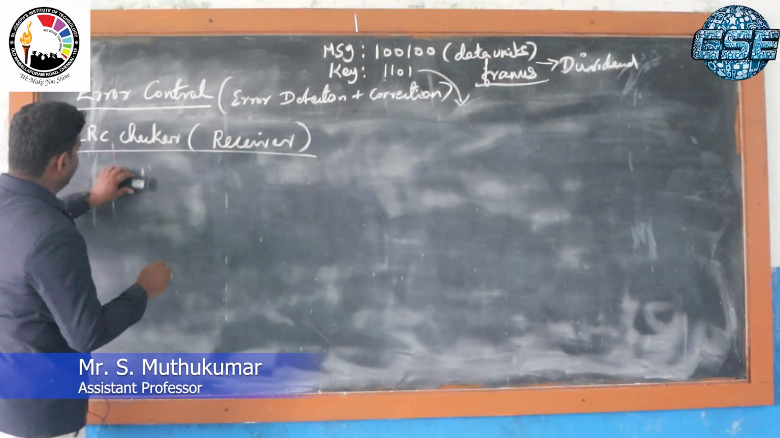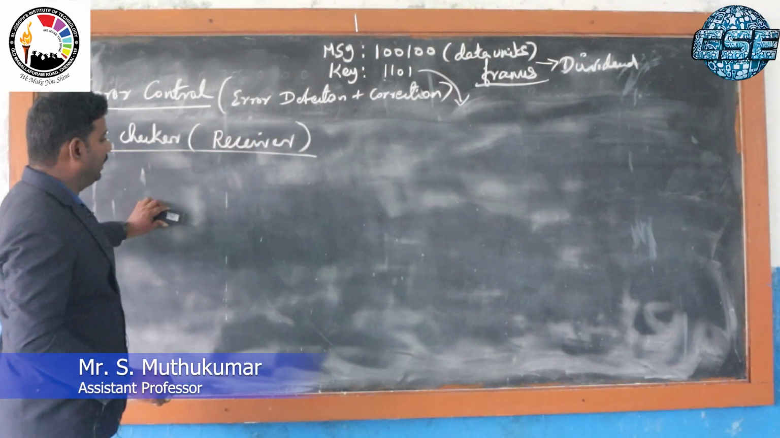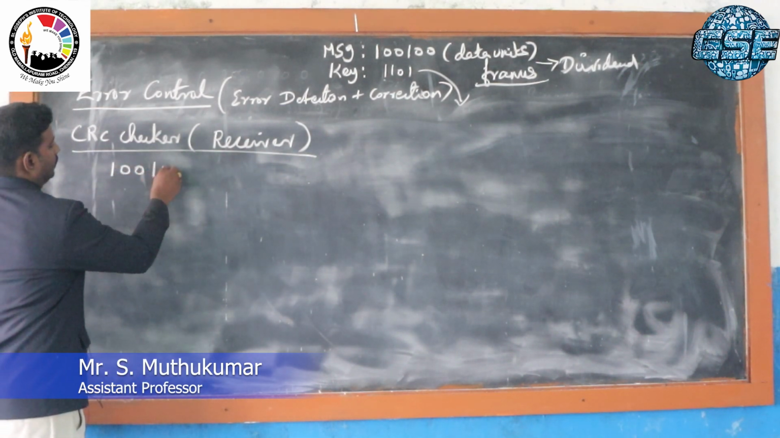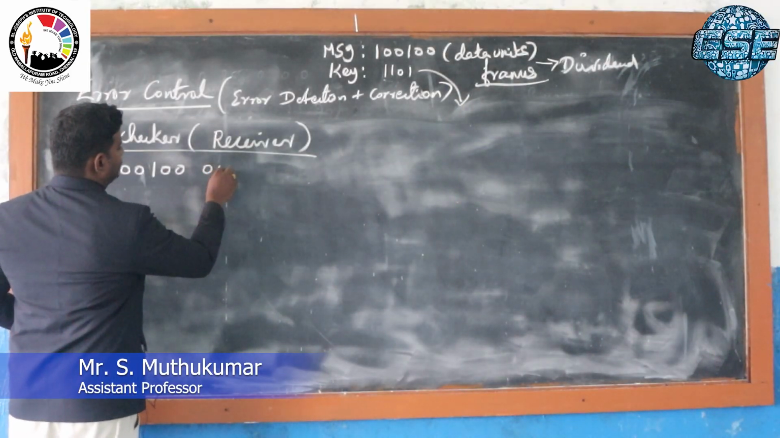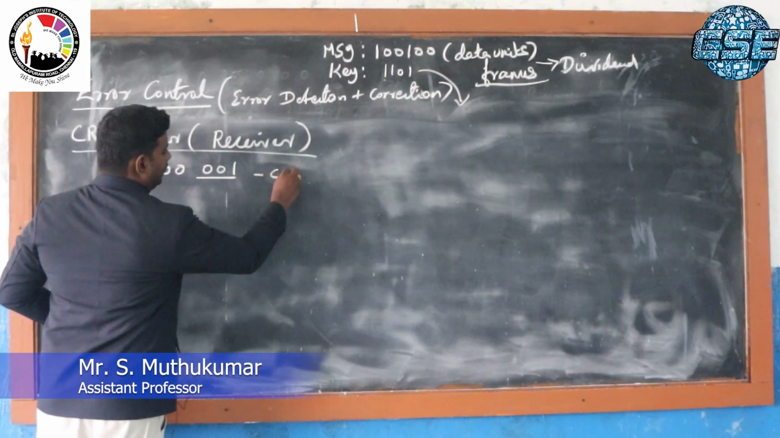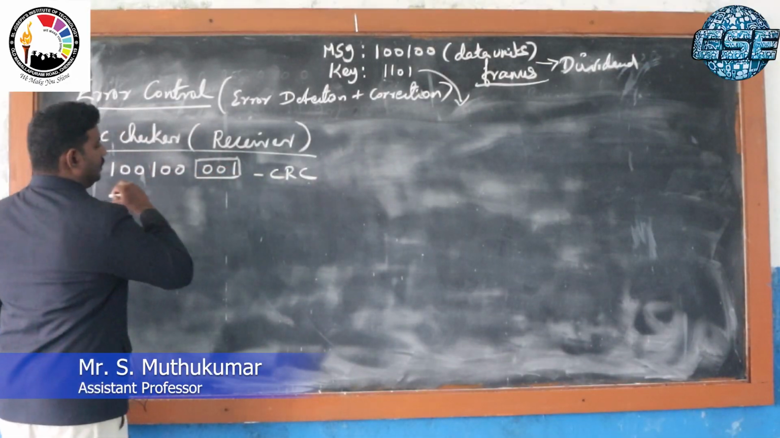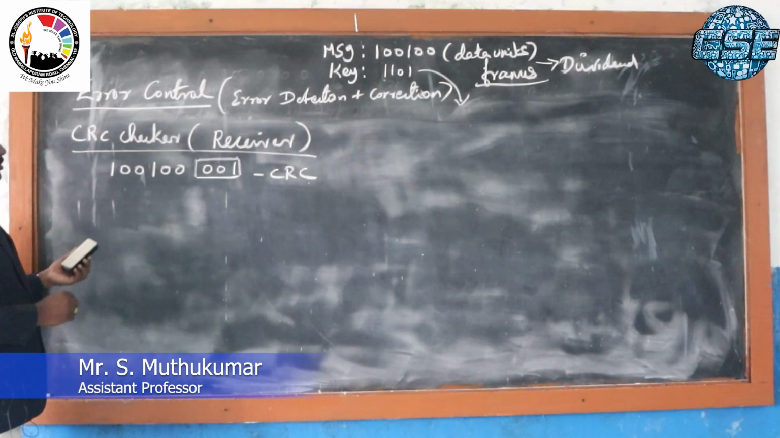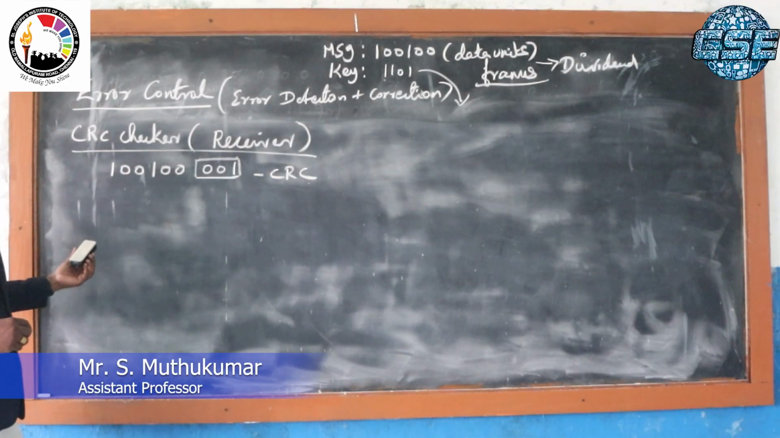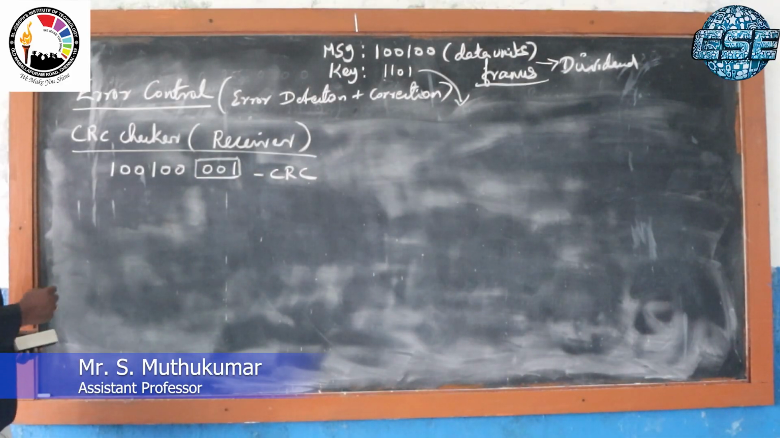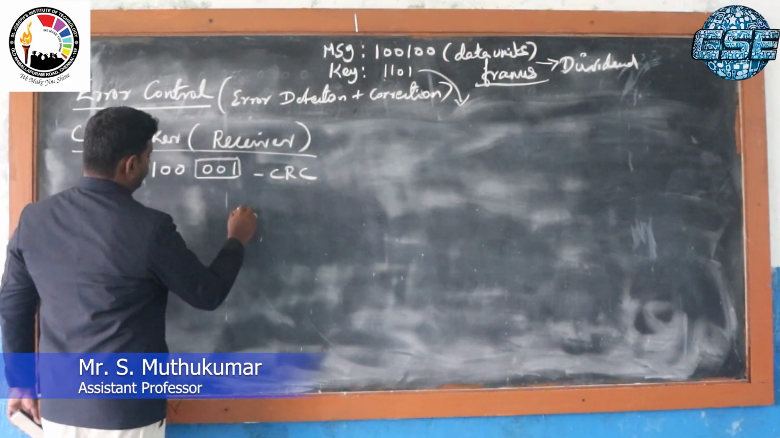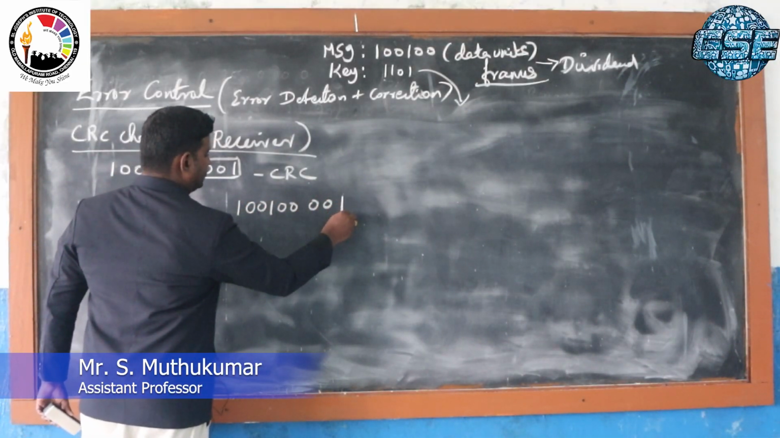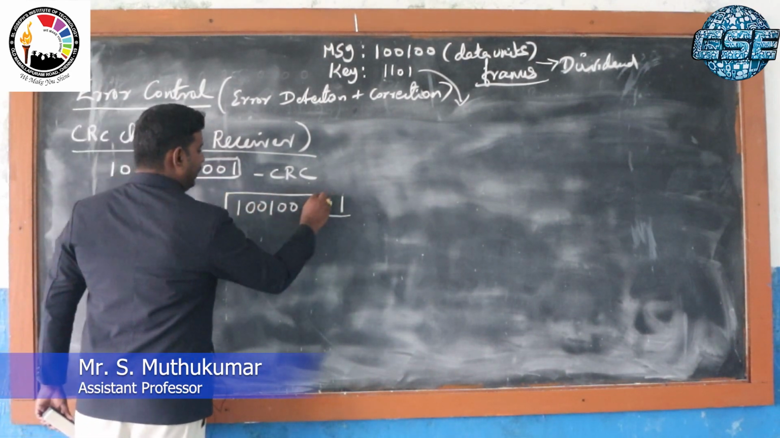So the CRC bits with the data bits that we got on the CRC generator side are 100 100 and 001. So this is your CRC bit that is obtained on the CRC generator side. Now we have to check whether it is error-free data or data with errors. So move on to the checker side. Take the values 100 100 with the CRC value. This is the CRC value. Again apply the binary division.